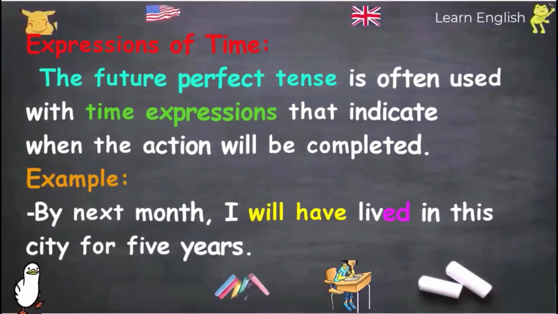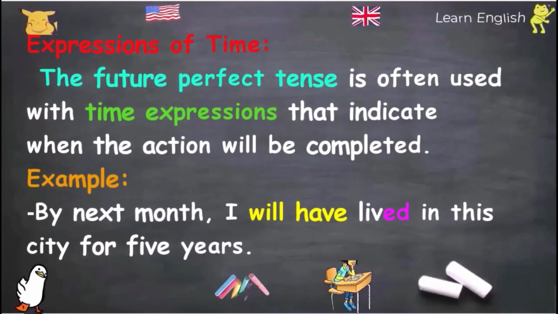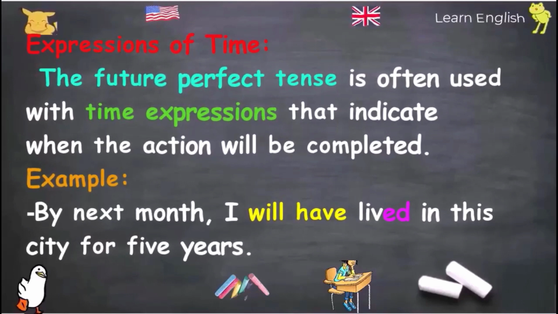Expressions of time. The future perfect tense is often used with time expressions that indicate when the action will be completed. Example: by next month, I will have lived in this city for 5 years.